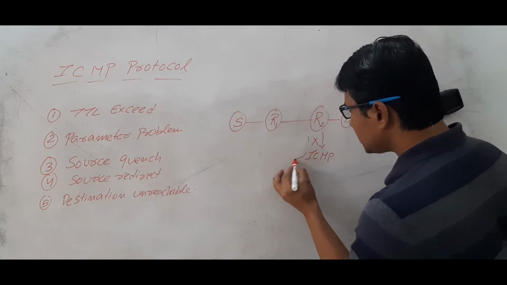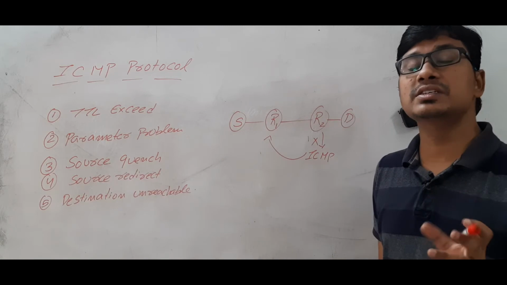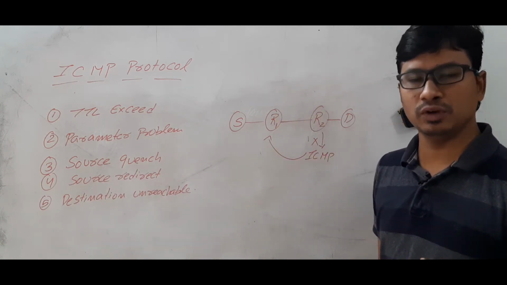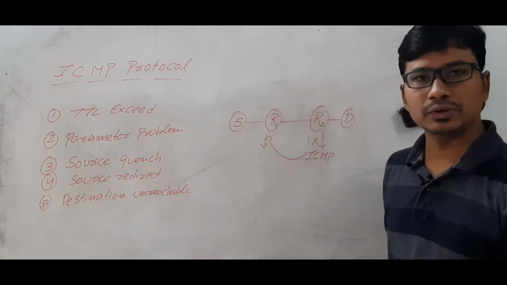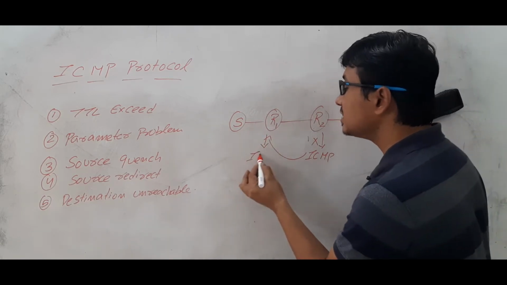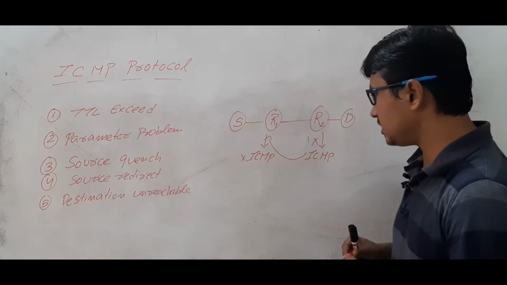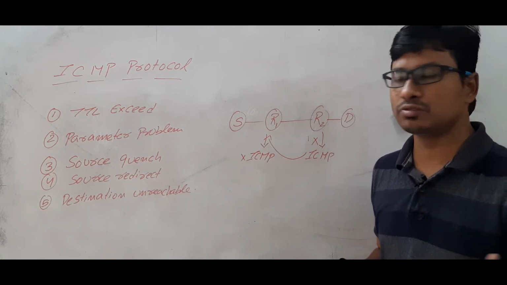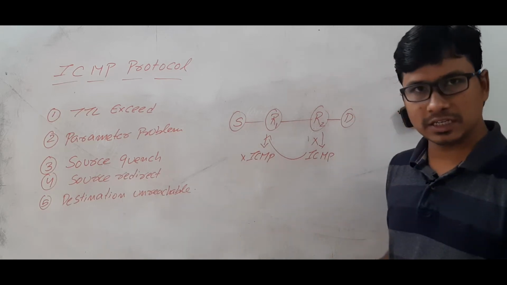Now first it has to send it to the router R1. Now the router R1 is busy here, meaning this buffer is full. Then what will it do? It will drop this ICMP packet, because router R2 has sent the ICMP packet, however router R1 is not in a position to receive the packet and send it to the source. So it will drop this ICMP packet.